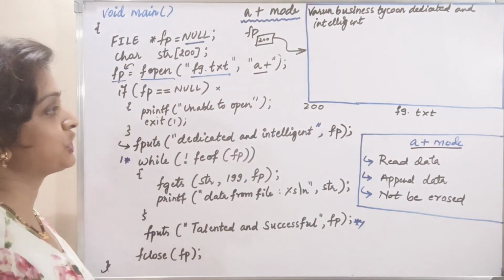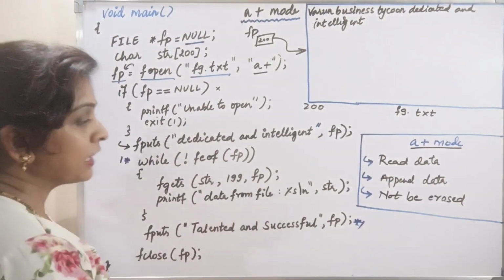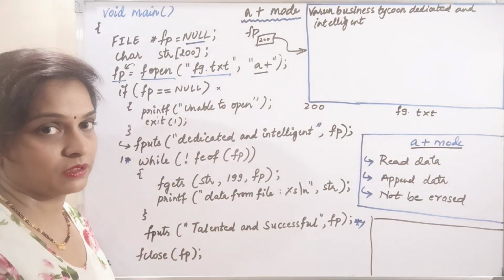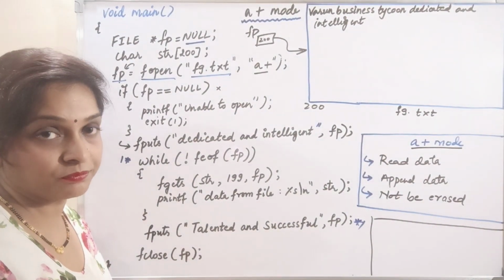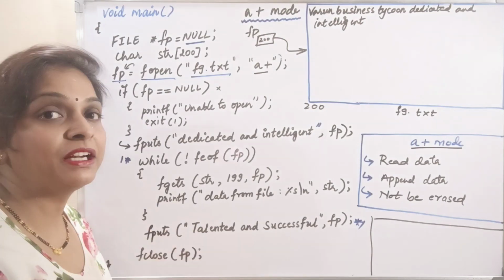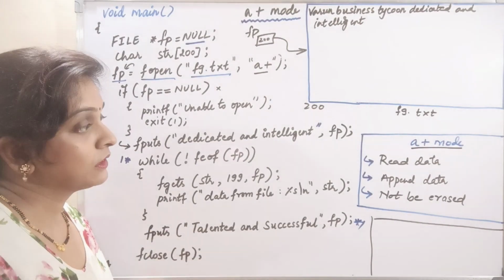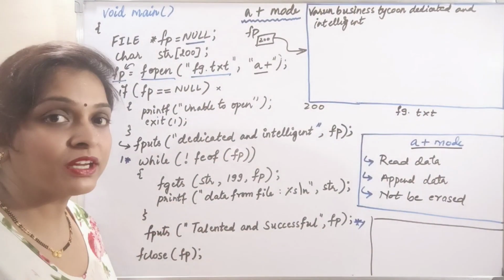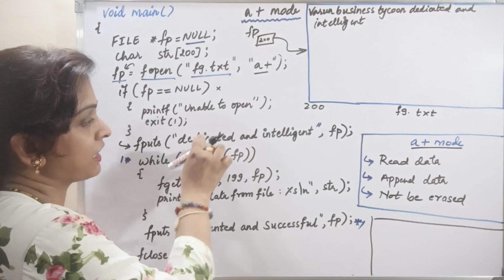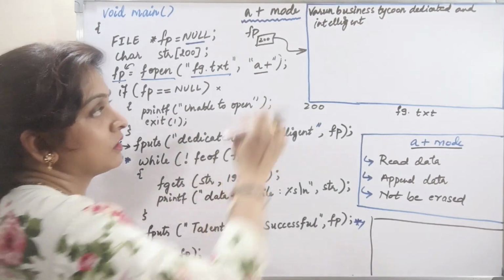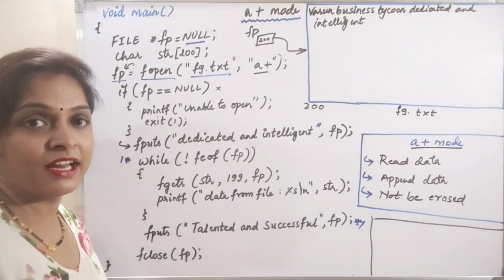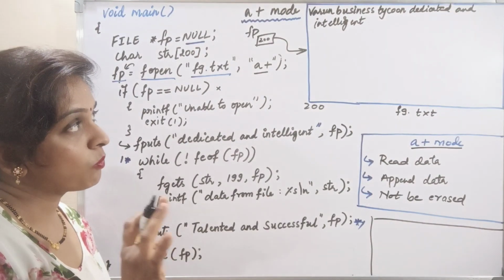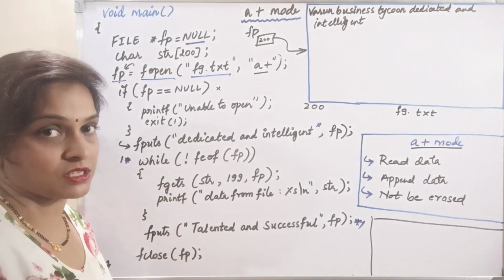Then I need to execute this. When I execute this, in the output screen I am not going to get any data because I am not printing anything here. I am just writing, appending the data to the file F9. The output of this will be nothing, but when you go to the F9 file, you can see this content, dedicated and intelligent, the new content which is appended to the file F9 from the end of the file. So this is what we did with the append task.